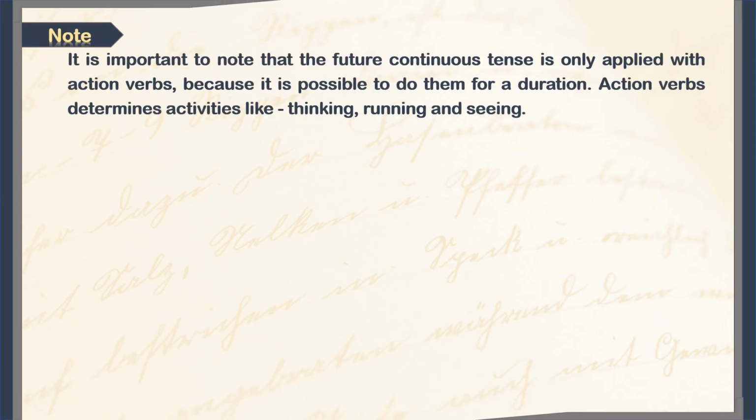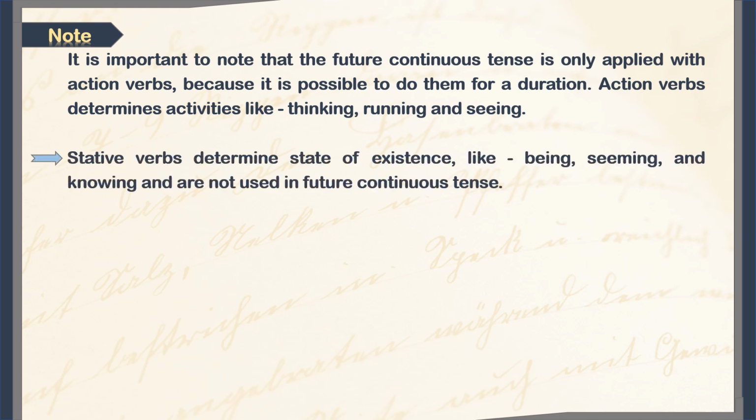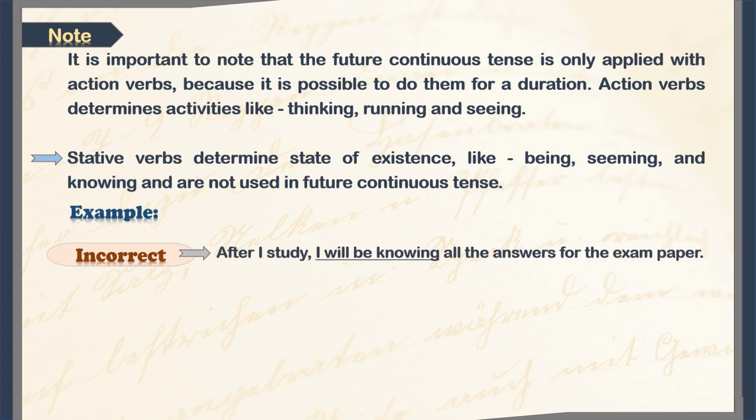Please note that the future continuous tense is only applied with action verbs because it is possible to do them for a duration. Action verbs describe activities like thinking, running, and seeing. Stative verbs describe states of existence like being, seeming, and knowing, and are not used in future continuous tense. Now look at the examples for better understanding.